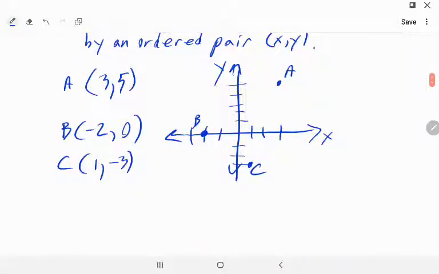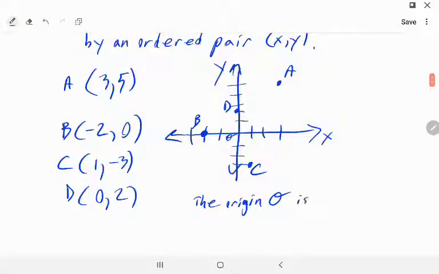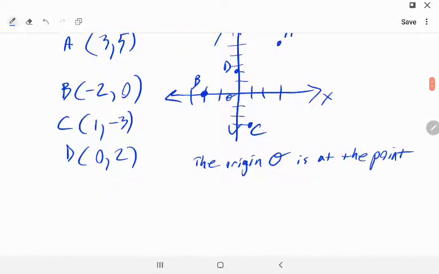And then if we want to say point D is at 0, 2, we don't go anywhere along the x-axis and just go up 2. That's point D. And we call the center, the point 0, 0, the origin. The origin O is at the point 0, 0.